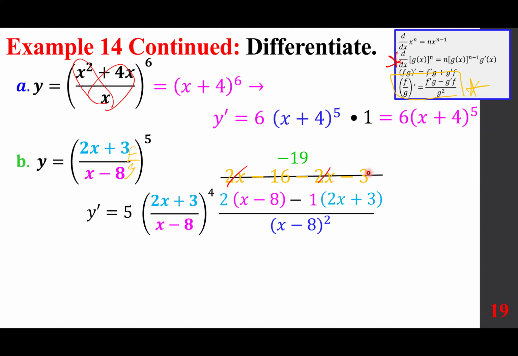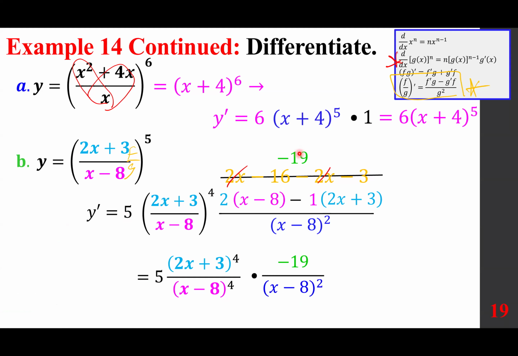Now you can go to the final step, but I want to do it in 2 steps to become clear what we are dealing with. So in the numerator, we have 5, (2x plus 3) to the power of 4, negative 19. In the denominator, we have (x minus 8) to the power of 4, as well as (x minus 8) squared. So this part is 5 (2x plus 3) to the power of 4 at top, (x minus 8) to the power of 4 at the bottom. And this one, negative 19 in the numerator, (x minus 8) quantity squared at the bottom.